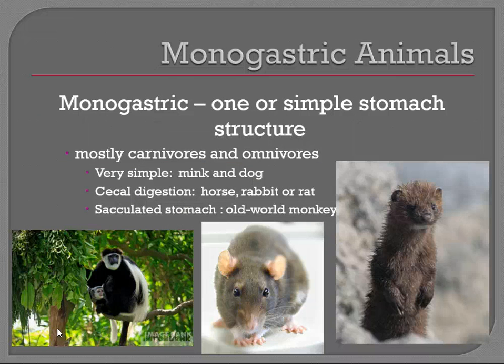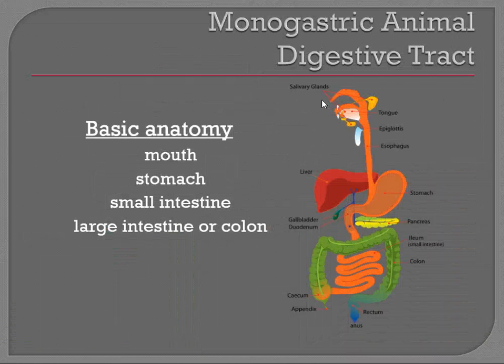We're going to start with the monogastrics because that's what we are. And they're pretty simple. They come in a couple of varieties. You have the very simple. You have then the cecal digestion, which are going to be herbivores, and then you have the sacculated stomach. And we're not actually going to talk about those. This, by the way, is a mink, in case you were wondering. We're not actually going to talk about the sacculated stomach, but it is another type, and it's typically going to be for your herbivores.